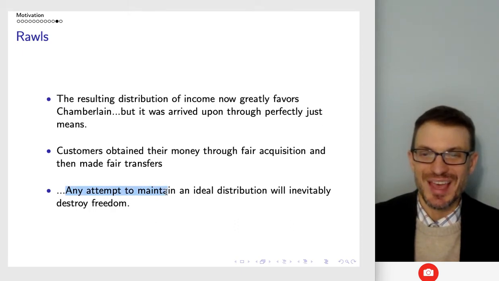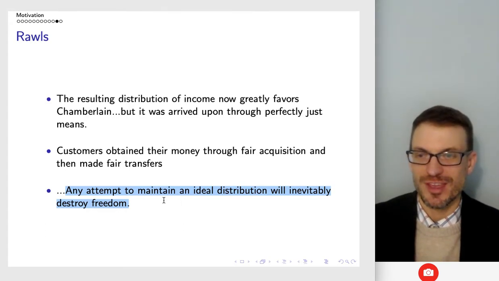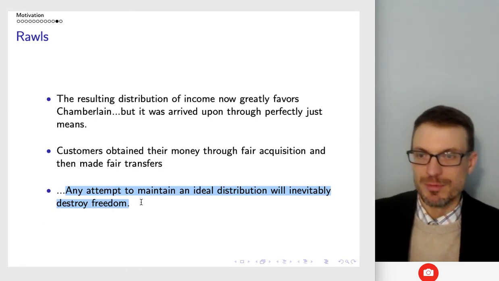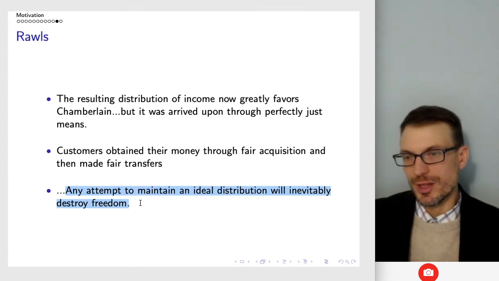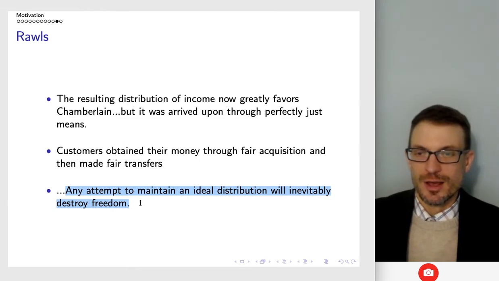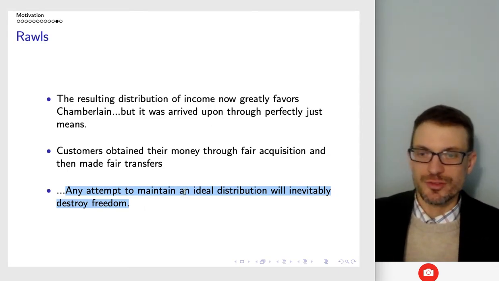Therefore, any attempt to maintain the ideal distribution would inevitably destroy freedom somewhere along the line by preventing these dollars from being voluntarily funneled to Wilt Chamberlain or Magic Johnson or Michael Jordan or Serena Williams, whoever the superstar is, Lady Gaga, whoever's talented and putting on the performance and being compensated for having done so, right?